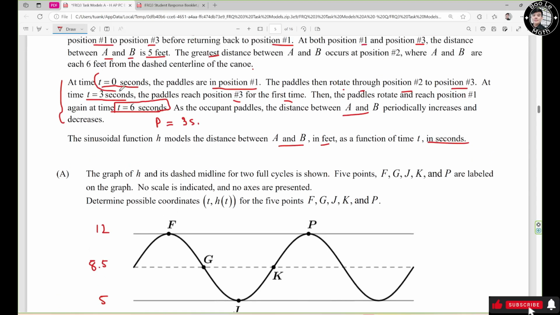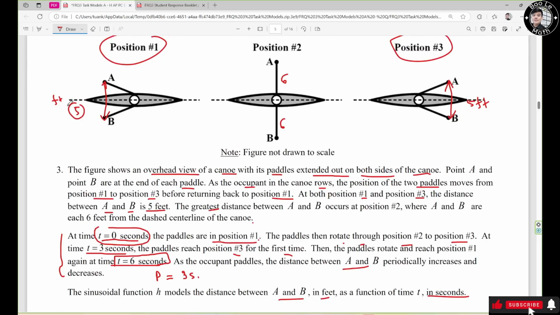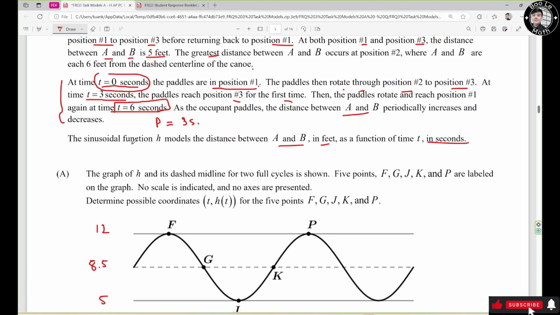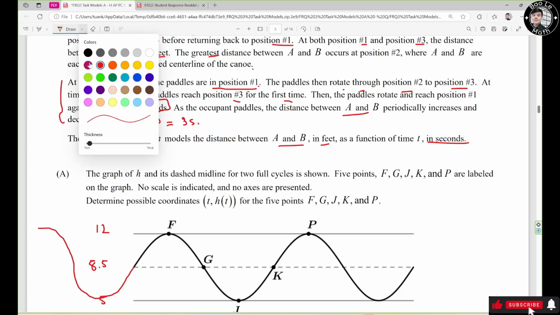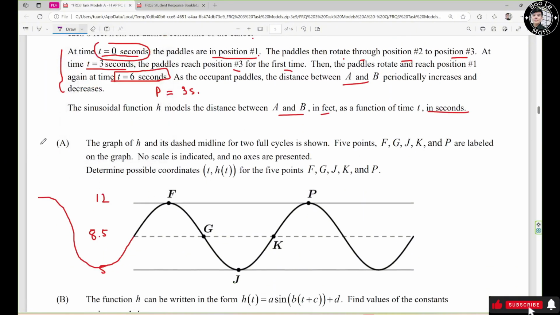Now, at time t equals 0 seconds, the paddle is in position 1, right? Position 1 is the minimum value 5, right? So before this one, we need to extend this one to the left to see what happens, right? Now, we look at this one right here. At time t equals 0 seconds, the paddle is in position 1, so position 1 right here is at the minimum value. This is t equals 0, right?